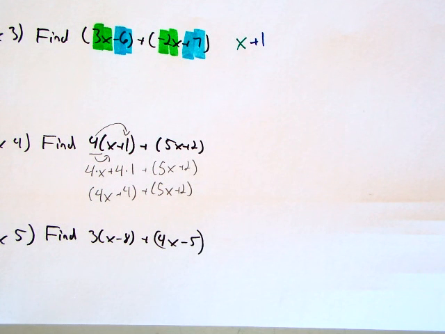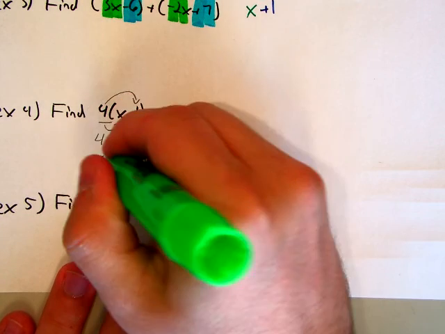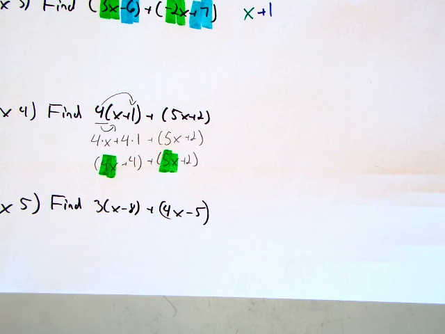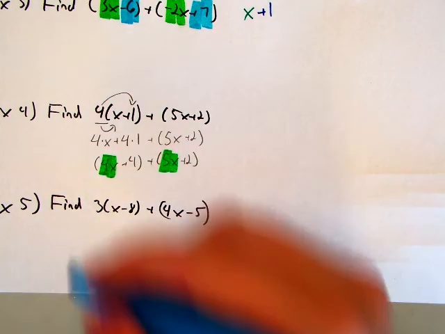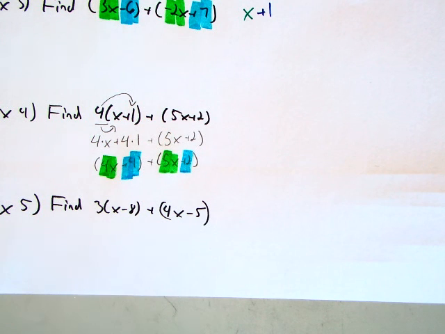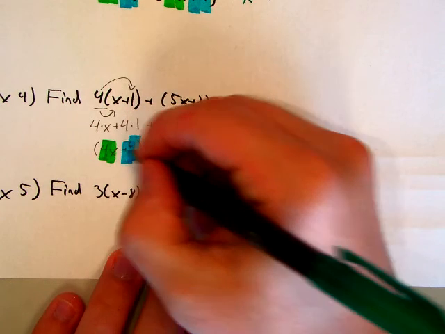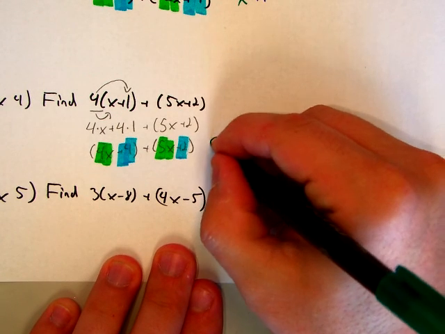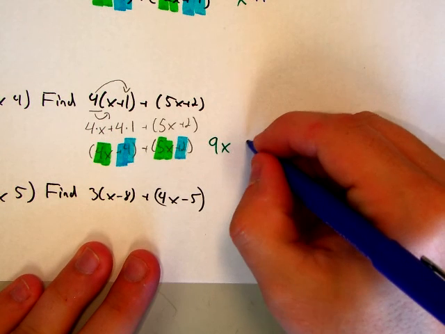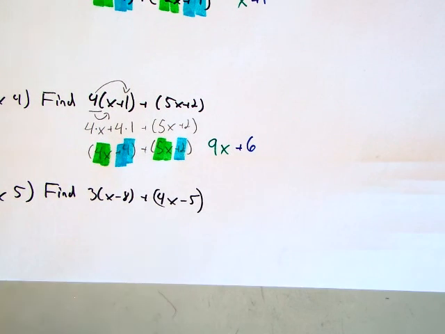And now we have a problem that looks just like the other 3 examples that we've done so far. So, same process. I'm going to highlight my different types of like terms here. So my variable terms, I'm going to use that. My non-variable terms, I'm going to use blue. 4x and 5x is 9x. And 4 and 2 is 6.